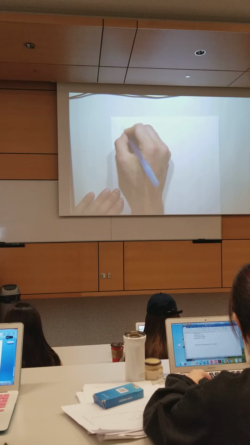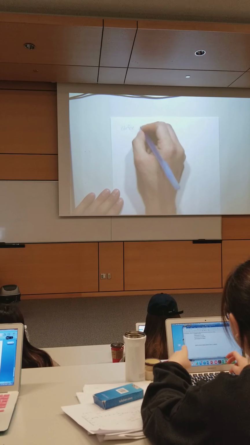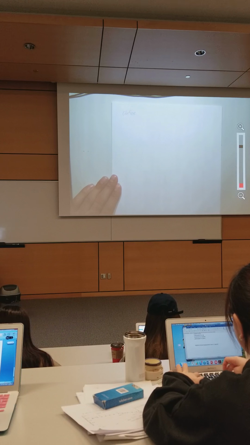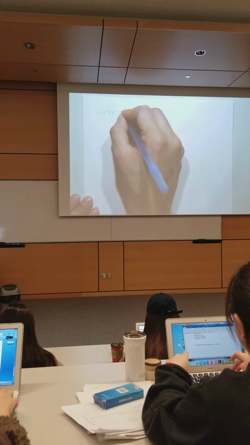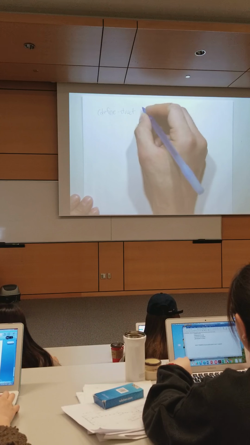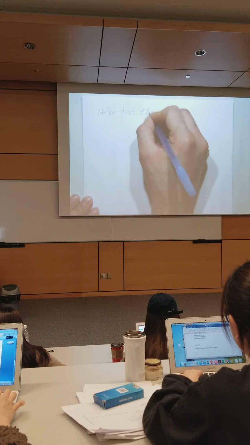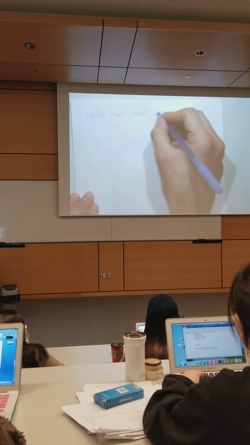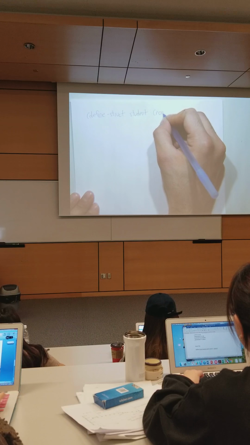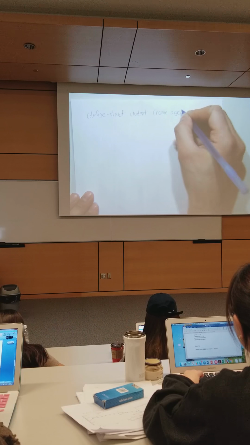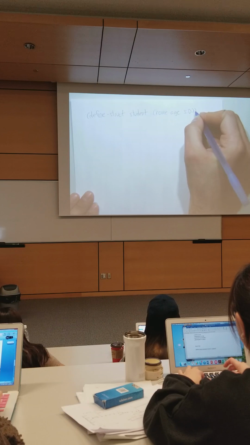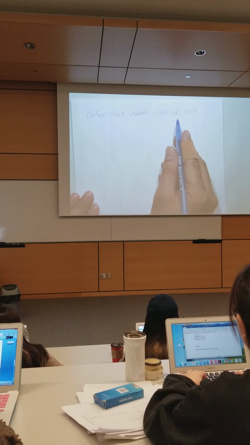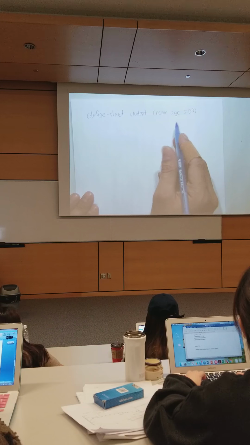So define struct student, and the student will have a name, an age, and a student ID. Okay? So this is, once again, the structure definition. This is not the data definition.